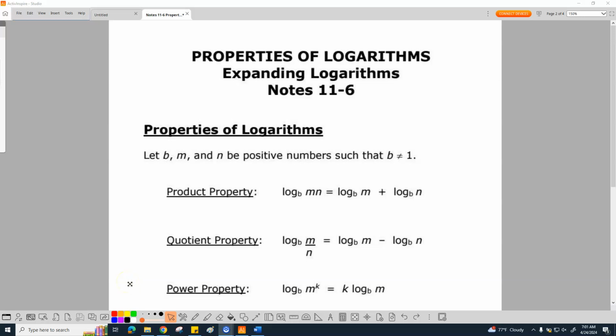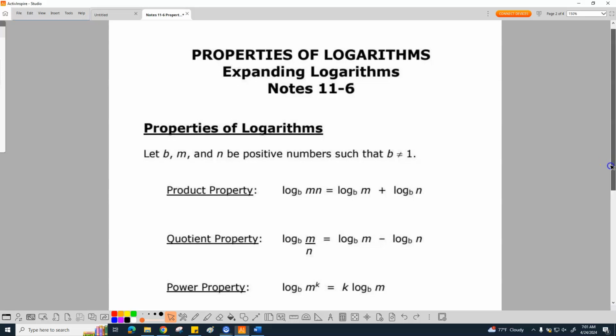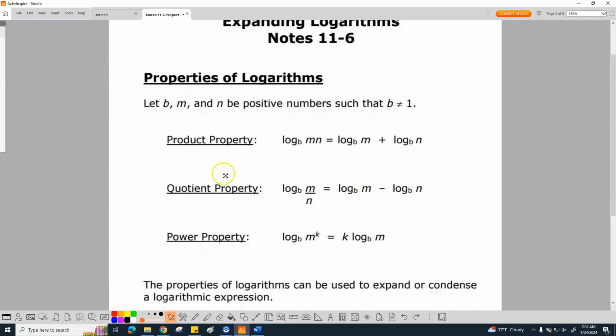All right, Algebra 2. Today we're learning new properties of logarithms. It's called expanding logarithms and condensing logarithms. We're going to be going over 3 properties today, and I think there's a total of 8 we're going to be learning. The first one is the product property. It looks like this. The second one is a quotient property. It looks like this. The third one is a power property, and it looks like this.